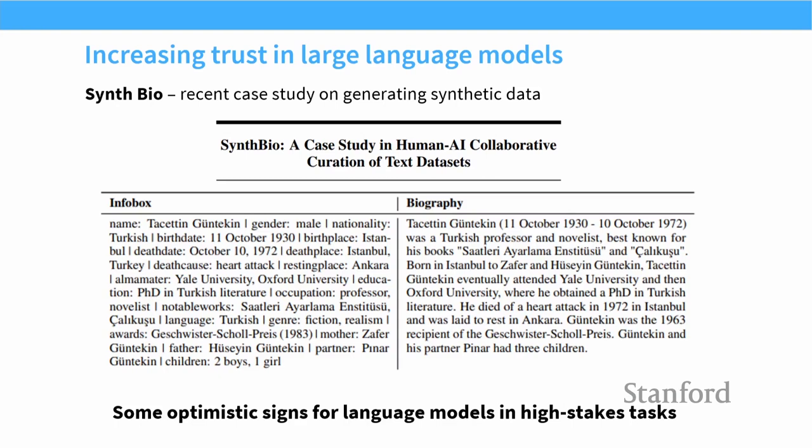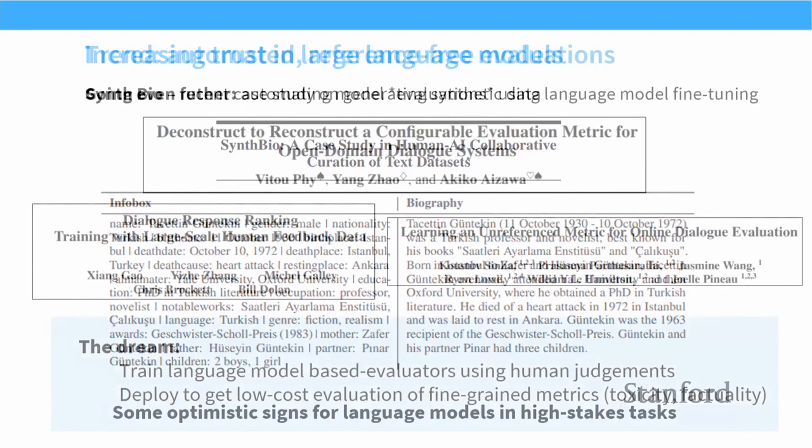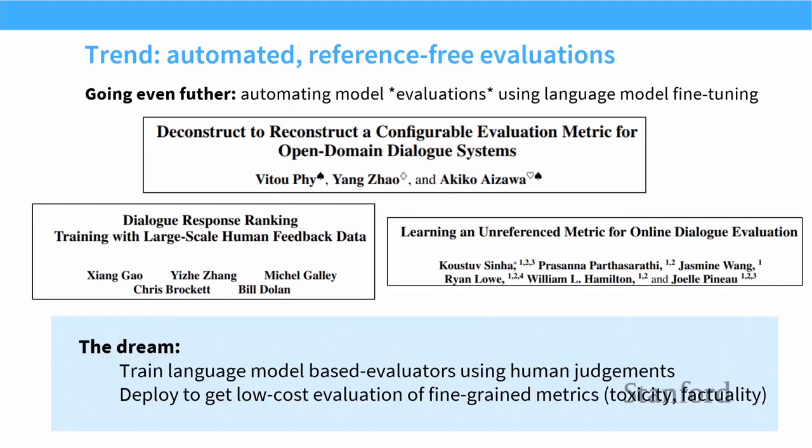The success of these kinds of things gives us optimism that language models can, in fact, be used in a lot of high-stakes tasks, data generation and evaluation. I think this has been a trend going on for a few years now of trying to use language model fine-tuning and things like this to automate model evaluations. These are some sample papers. I'm not making a commentary on whether these are good or bad. But they're attempts at taking the high performance of language models and using them to evaluate dialogue systems.